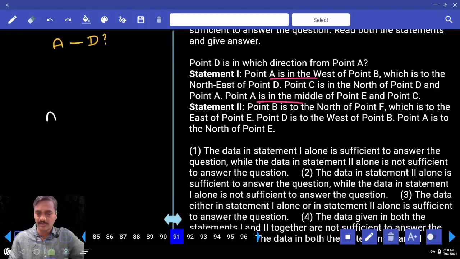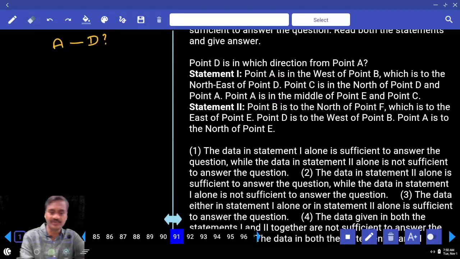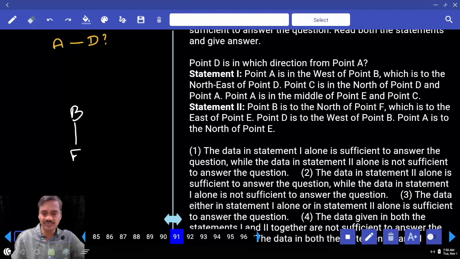Then next, 2 alone. Now with the help of 2 alone, B is to the north of F. B is to the north of F, and F is to the east of E. And D is to the west of B.